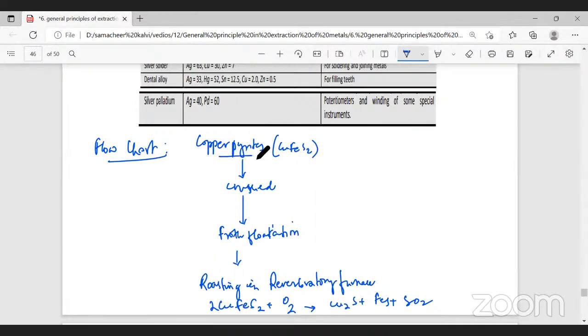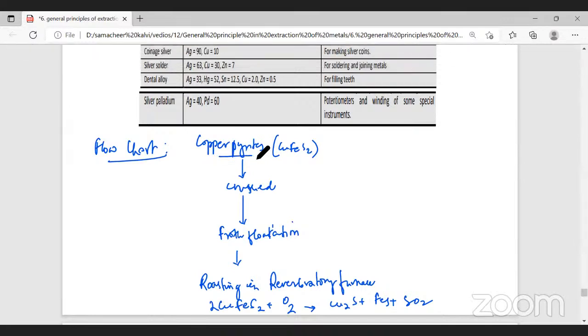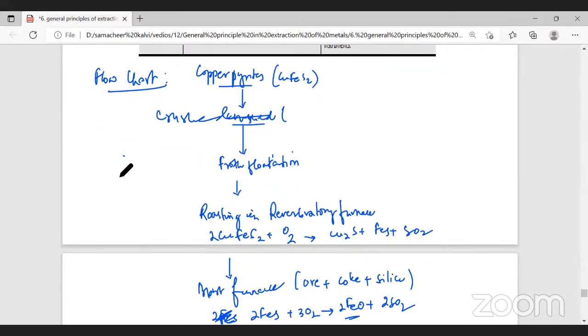The first one is copper pyrites, CuFeS2. It is crushed to small pieces. And then it's subjected to froth flotation. Concentration is done by froth flotation. Once concentration is done, it is subjected to roasting. What is roasting? Roasting is heating the concentrated ore in the presence of oxygen. When you roast copper pyrites, it gets converted to copper sulfide and iron sulfide. Now this sulfur dioxide gets eliminated.